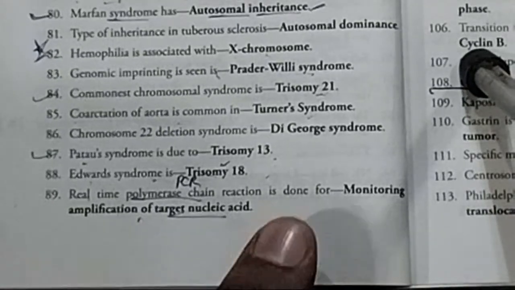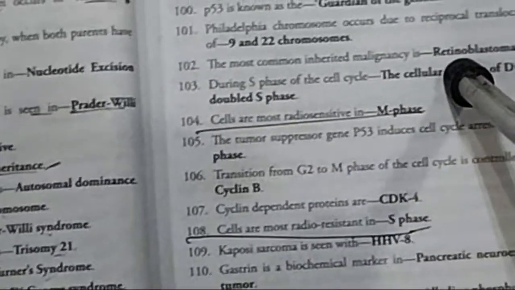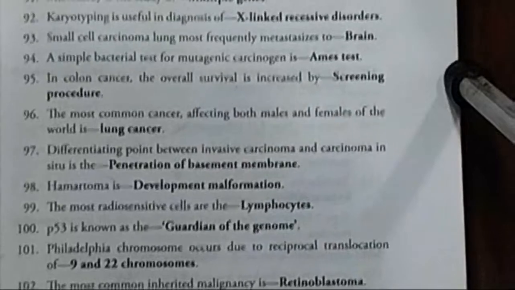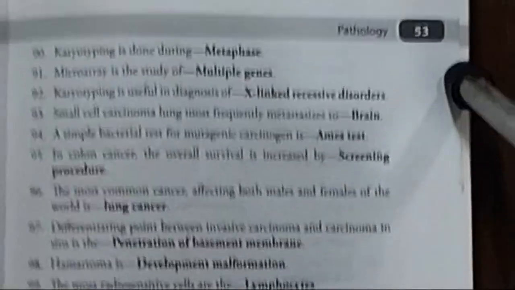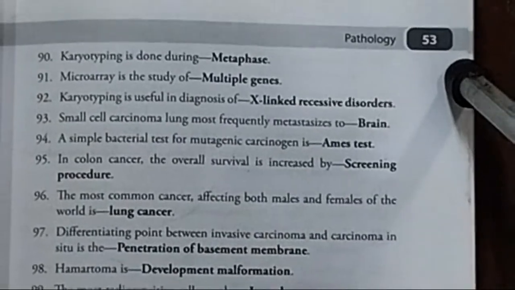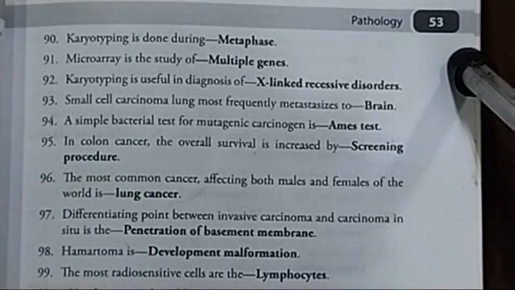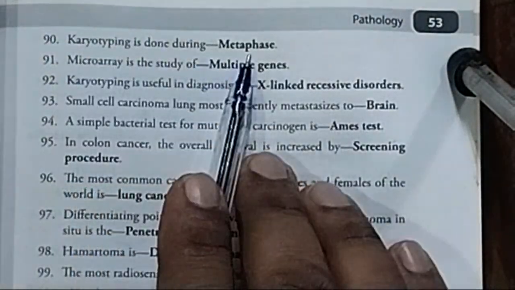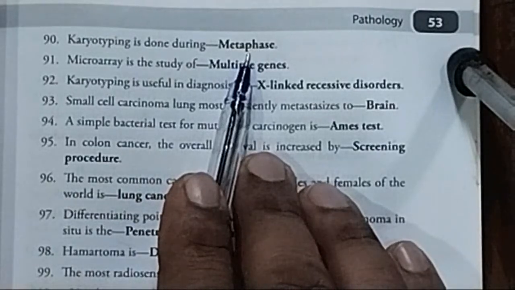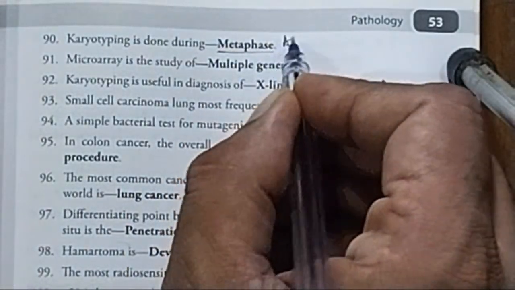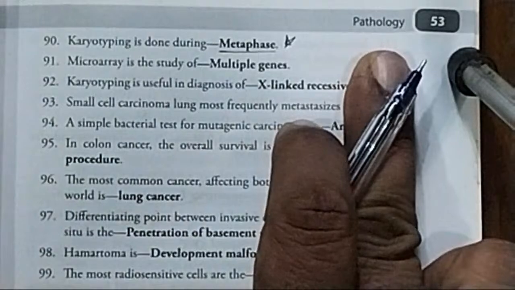Now moving on to the next important MCQ. Karyotyping is done during what phase of the cell cycle? So do remember, karyotyping is where all the chromosomes are arranged in a particular sequence. This karyotyping is done in the metaphase. So do remember, students, karyotyping is done during the metaphase.